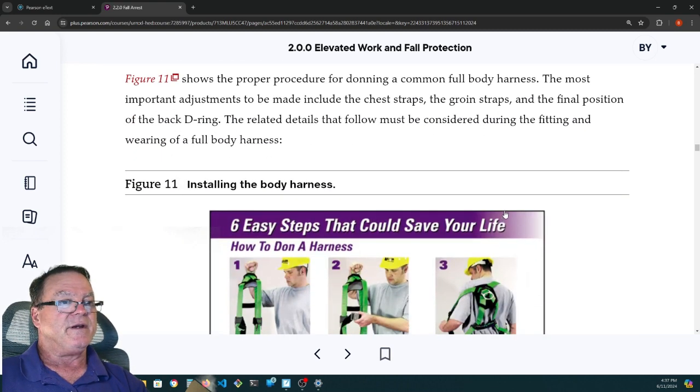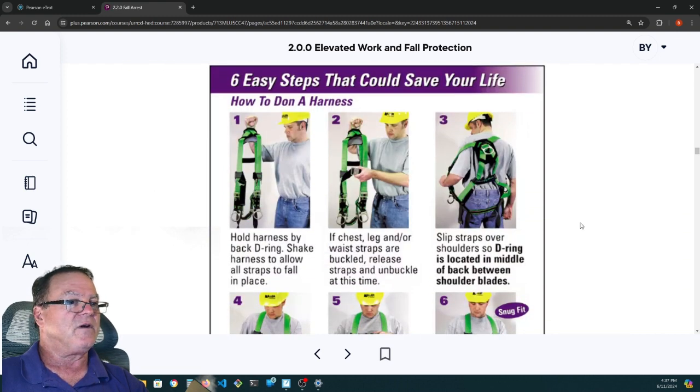All right, let's see here. Installing a harness. This is something that you should do in class with your instructor. They should show you how to do this, how to don.